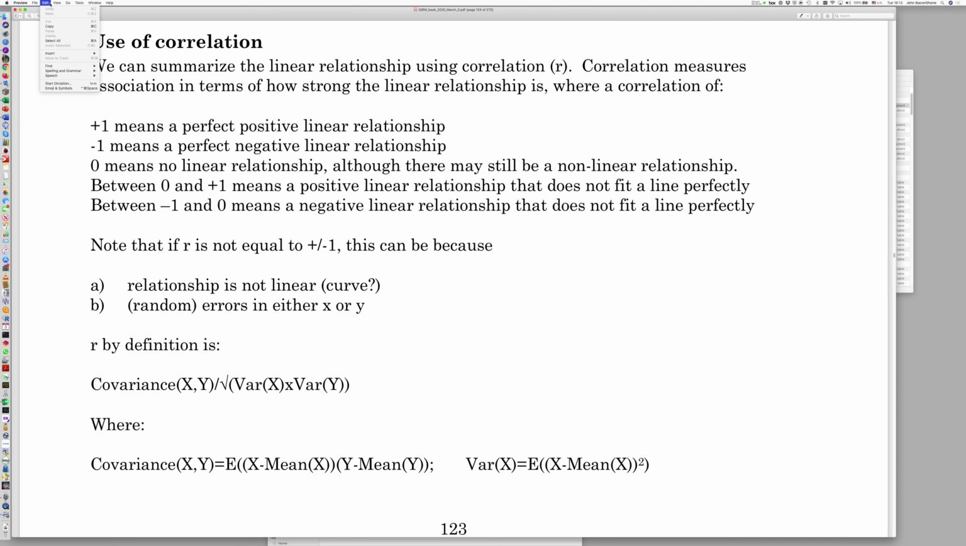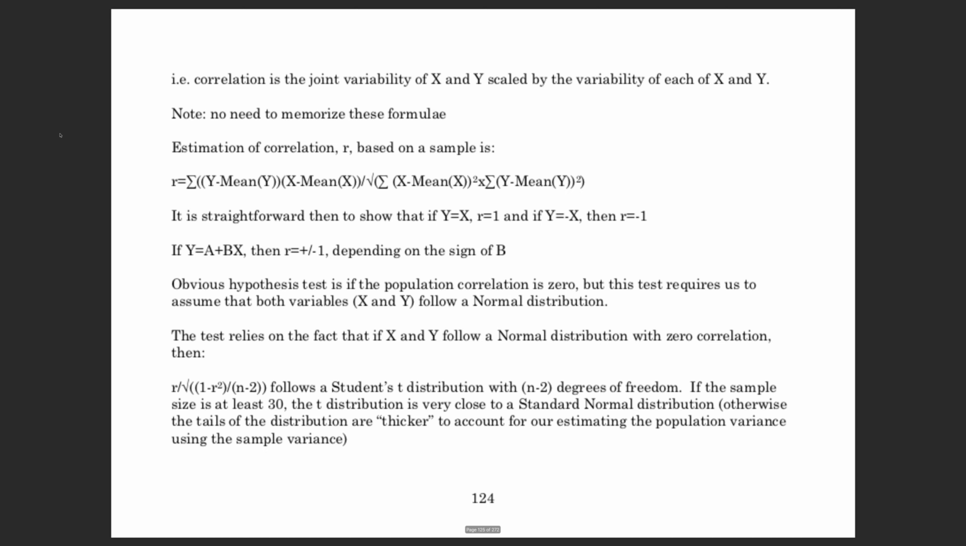In fact, we're just going to skip over that part. The key point is that correlation is the joint variability of x and y scaled by the variability of both x and y. So in other words, it doesn't matter what the units are for x or y, it will have no effect on the correlation. So we're not going to look at these formulas in detail.